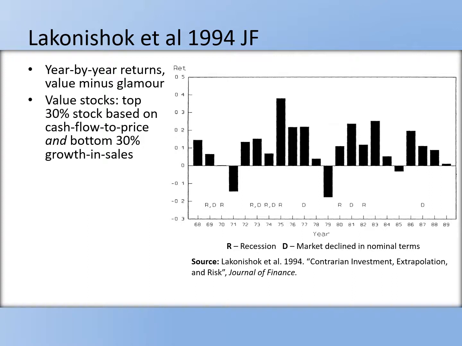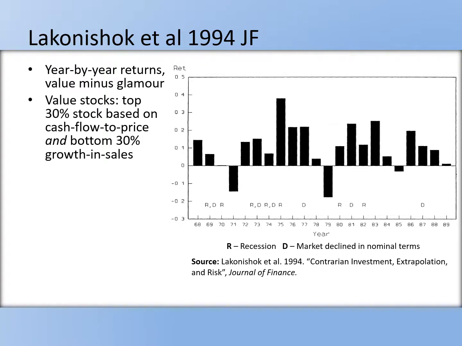What they call value stocks are the top 30% of stocks based on cash flow to price, and the bottom 30% based on growth in sales. So you have to satisfy both criteria. These are big companies, right? That's why the growth in sales is slow. Like Apple now, right? Apple iPhone sales is not growing anymore. So that's kind of the idea.